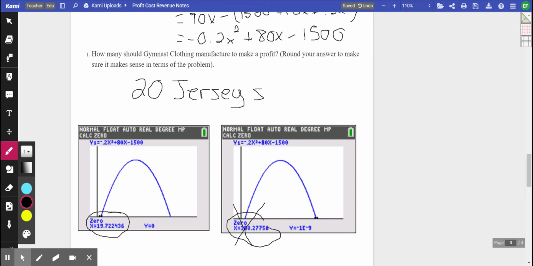Because we have our profit, right? If this is our function, literally anything, this was our break-even point. So anything above that, this is all considered profit.